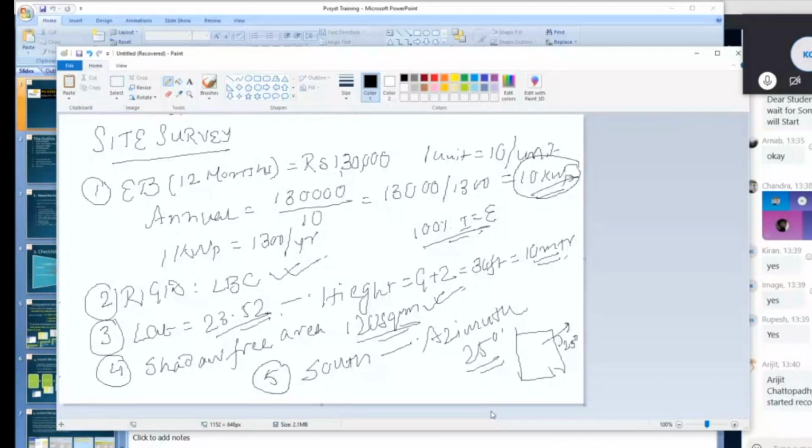Just for an example, we are taking a site in West Bengal, let's say Kolkata. We will be designing the same site in West Bengal, Kolkata, right? Arijit, you can take the snapshot and share it for this page. Please take the snapshot.